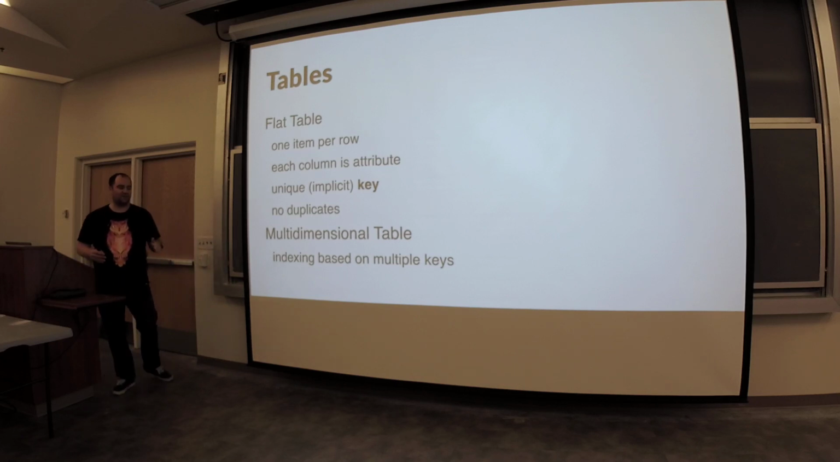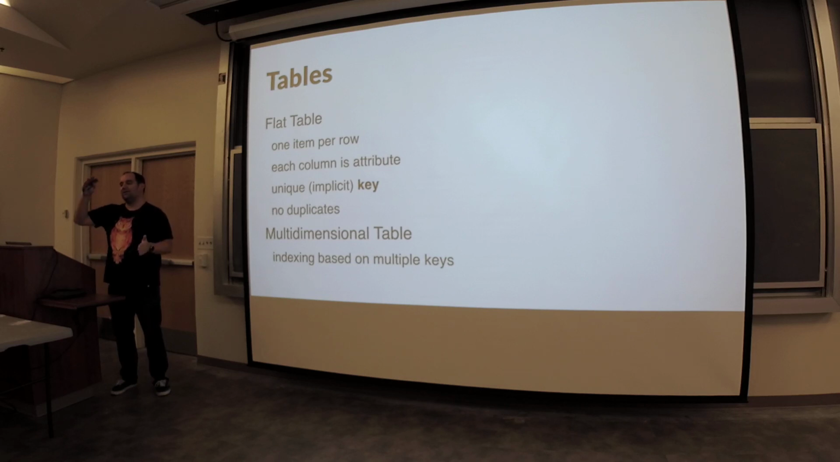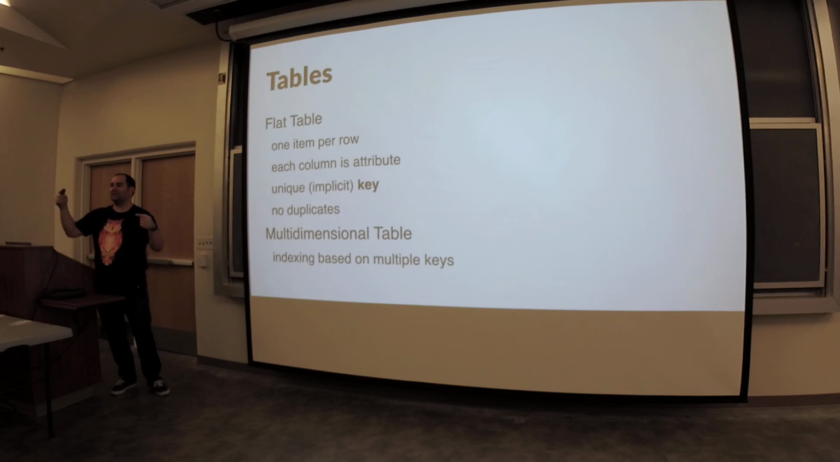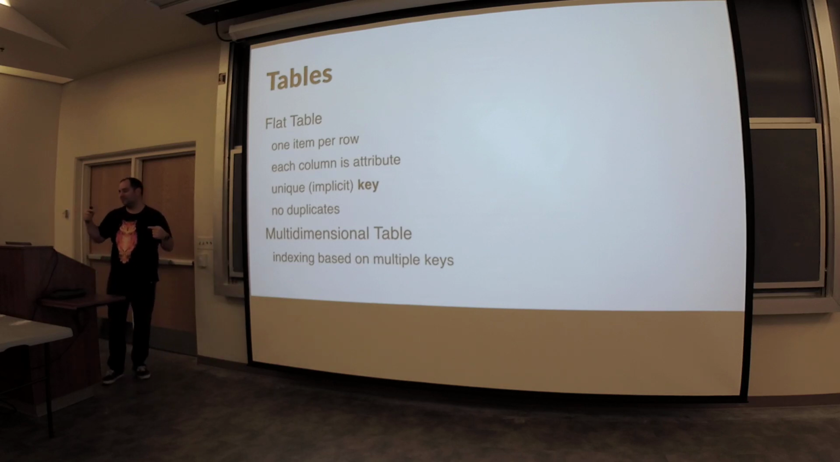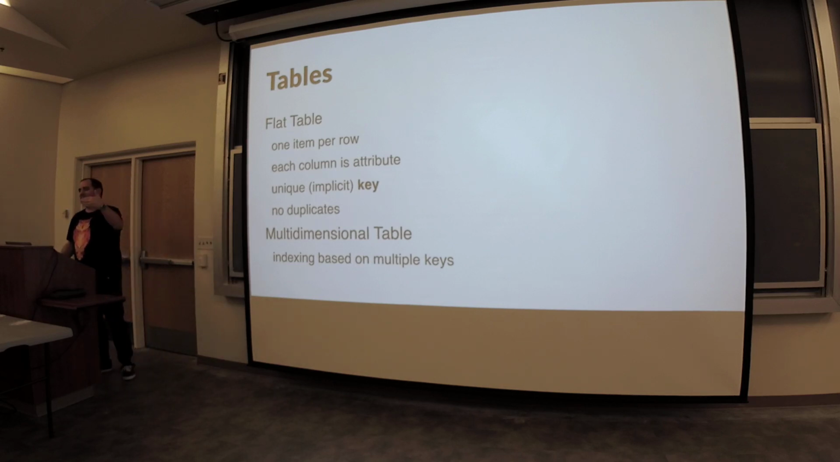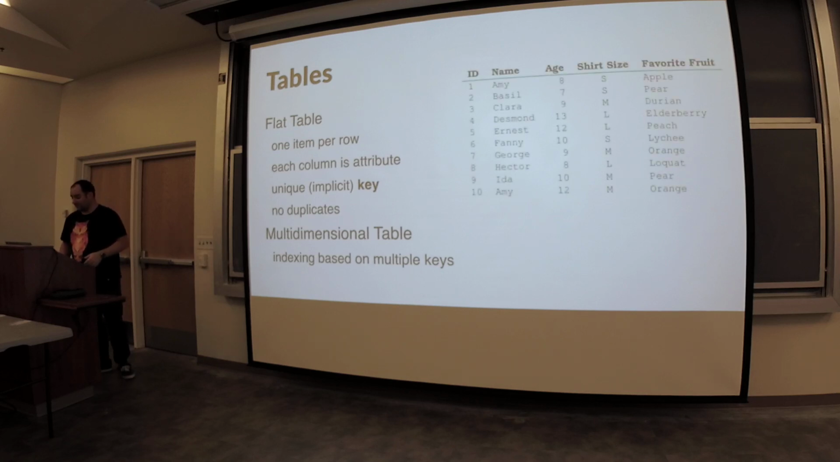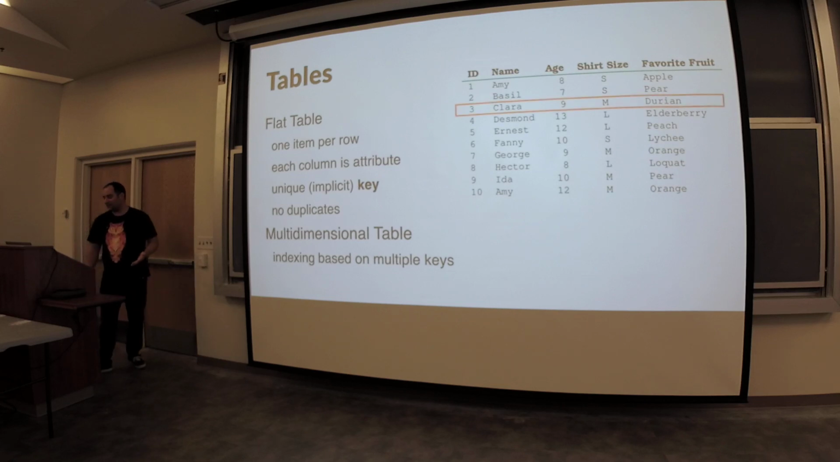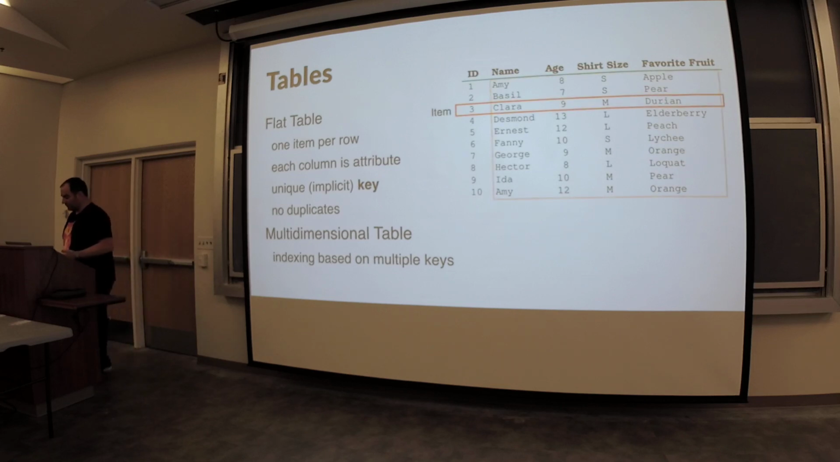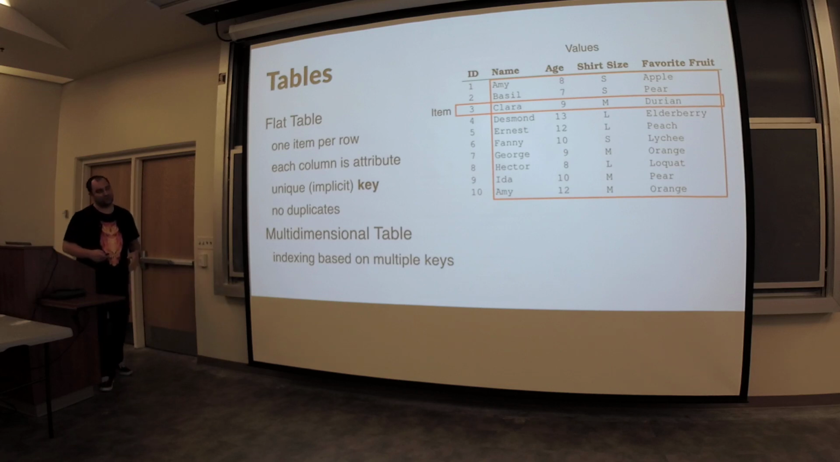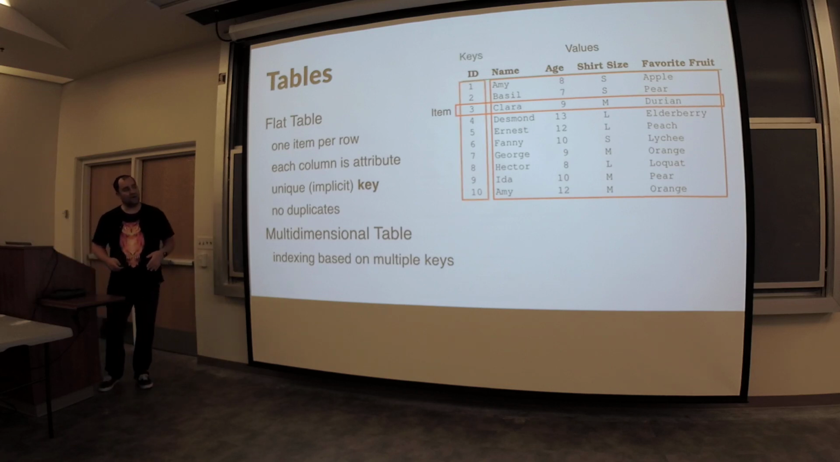So think about it: I have rows and columns, and I need both keys, and I could have multiple tables even on top of each other. And so I need to first index into which table, then into which row, then into which column. So here is a flat table example again, where we have one item per row, and then our values in the rows. Our key here is explicit. The ID here is our key.